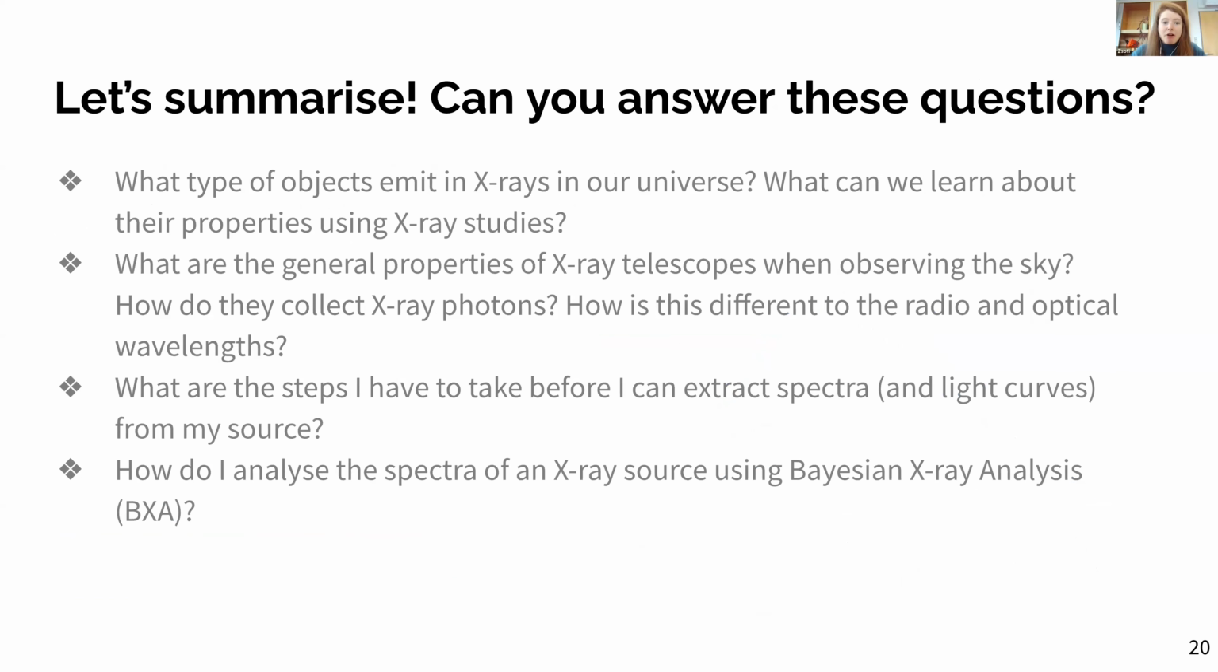Okay, so let's summarize. And I put here some questions that after my talk, hopefully you should be having an idea of how to answer. For example, what type of objects emit in the X-rays in our universe, and what can we learn about their properties using X-ray studies? What are the general properties of X-ray telescopes when observing the sky, and how do they collect X-ray photons? And maybe how is this different to radio and optical wavelengths? And then what are the steps I have to take before I can extract spectra and light curves from my source? And lastly, how do I analyze the spectra of an X-ray source using Bayesian X-ray analysis?